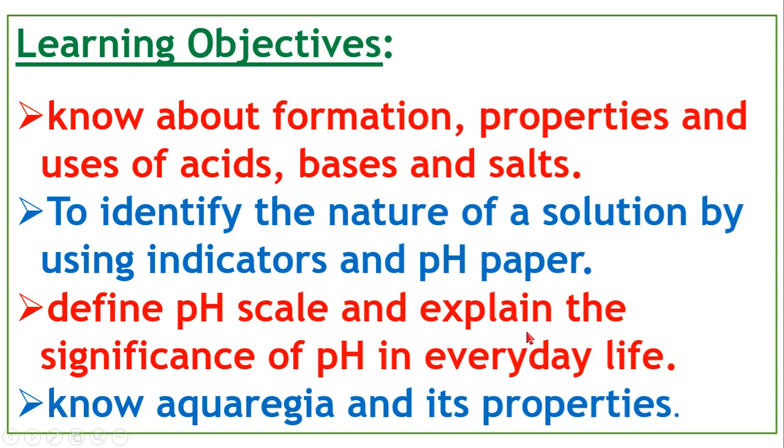pH scale is a set of numbers from 0 to 14 used to identify whether the solution is acidic, basic or neutral. And explain the significance of pH in everyday life. And to know aqua regia and its properties.